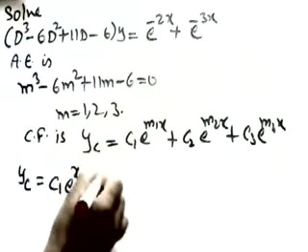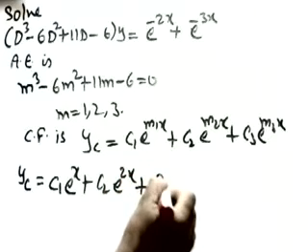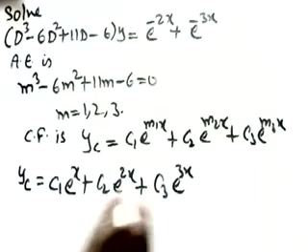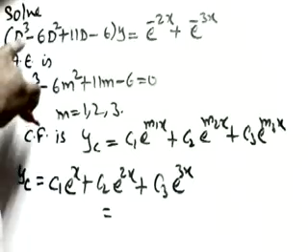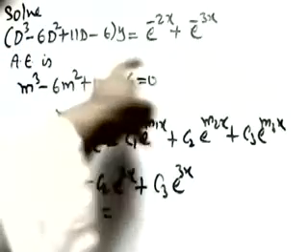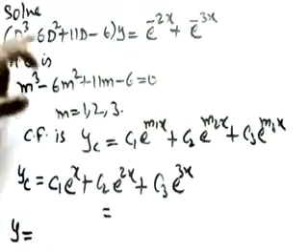C1 e power m1 is 1, 1 into x will be x, plus c2 e power m2 is 2, 2 into x is 2x, plus c3 e power 3 into x is 3x. So we got the complementary function. Now for particular integral, we have to bring d on the other side. So what is left here?